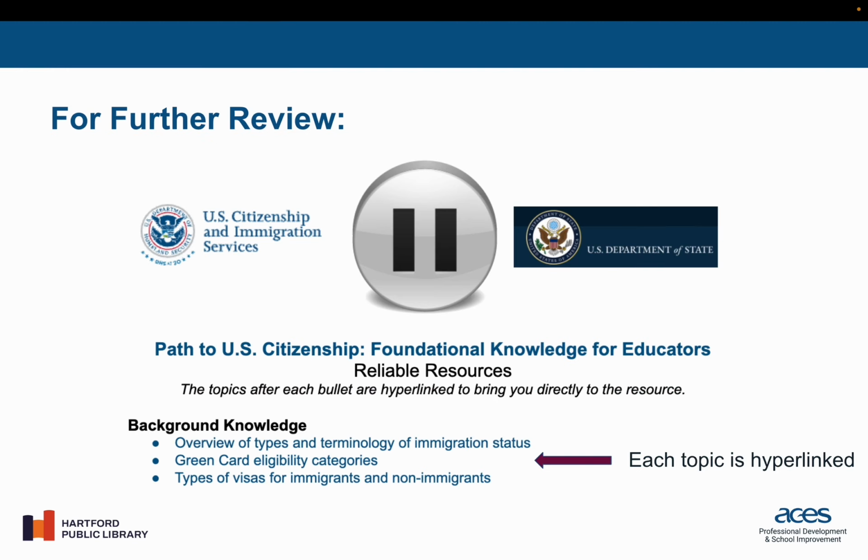Now is a good time for you to hit pause and review resources on different types of immigration statuses and eligibility requirements. The resources shown here are hyperlinked on the Reliable Resources handout, which is a downloadable document found at the beginning of this course and embedded within each module. Please use these resources to build your own knowledge and share them with others.